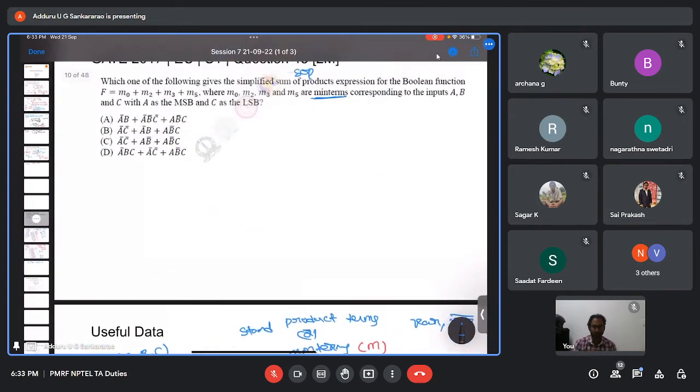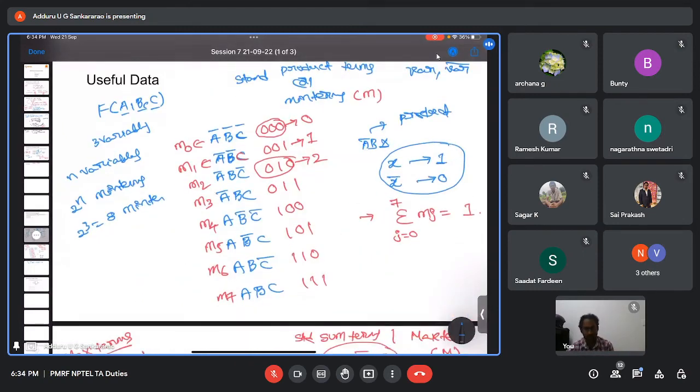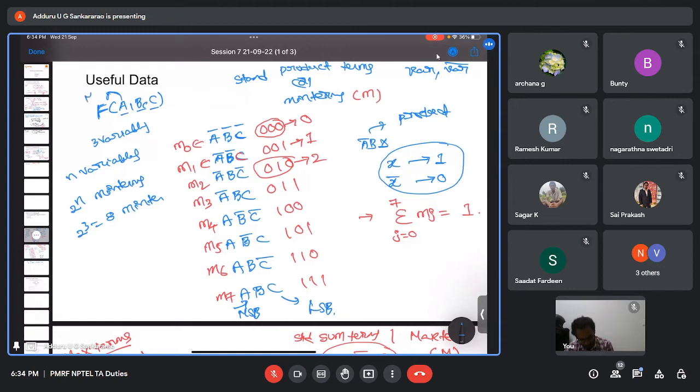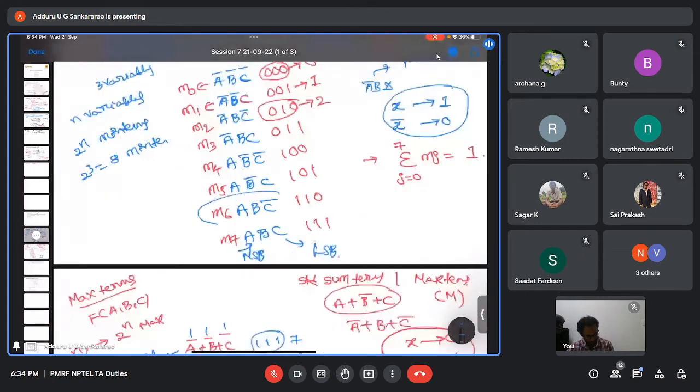So now we will go to the problem. One more thing: while giving the numbering to the min terms and max terms for f of a, b, c, I took a as MSB, the most significant bit, and c as the least significant bit. Based on that we have given the weights. So in M6, A, B, C is 110, A is the most significant bit, so it is given weight 2 square, B is 2 power 1, and C, the least significant bit, has weight 2 power 0.